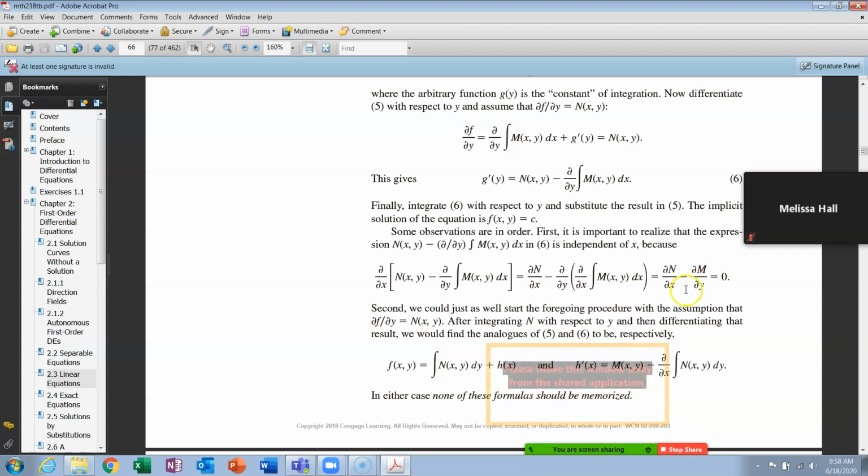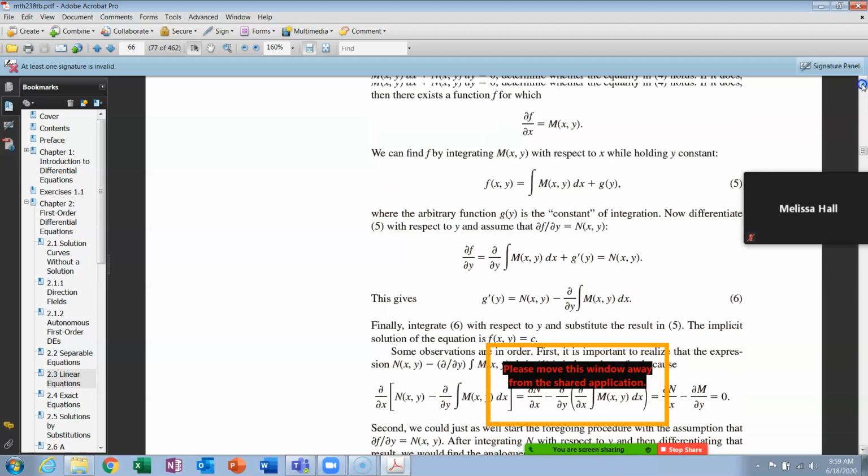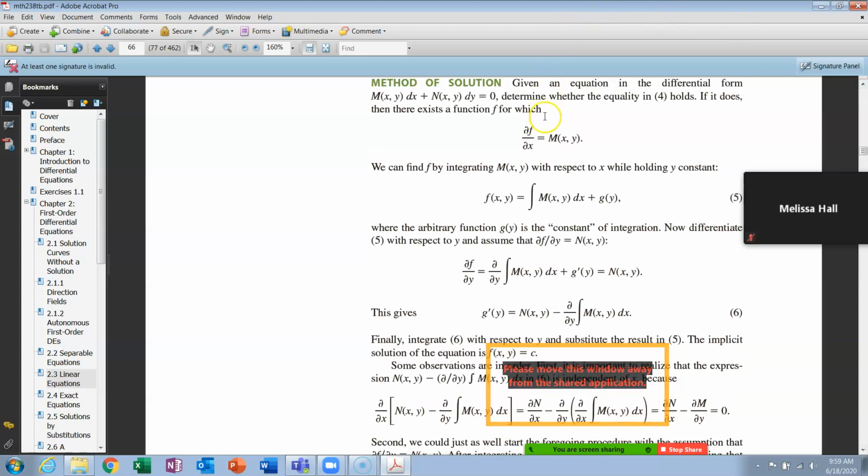Now, that's one observation, which if you've done it right, you won't have to fiddle with. Secondly, you could just as well have started up here where we started with this and said that partial of f with respect to x is equal to m of xy. You could have started to say the partial of f with respect to y is n of xy.